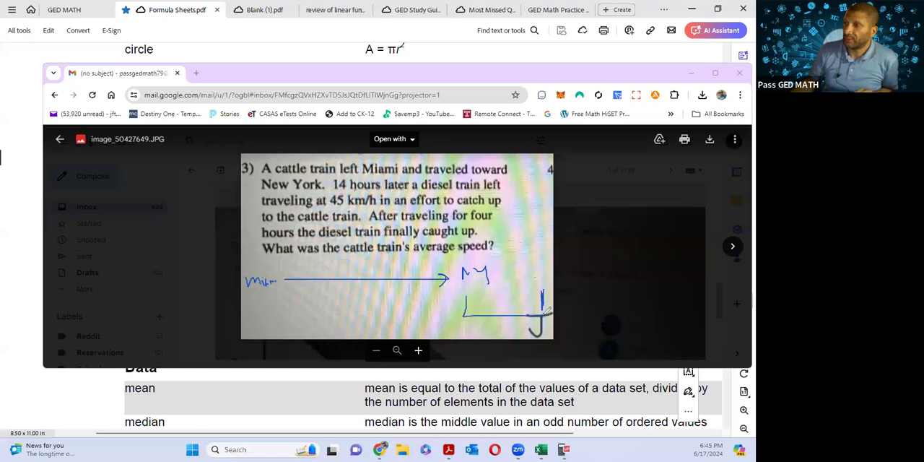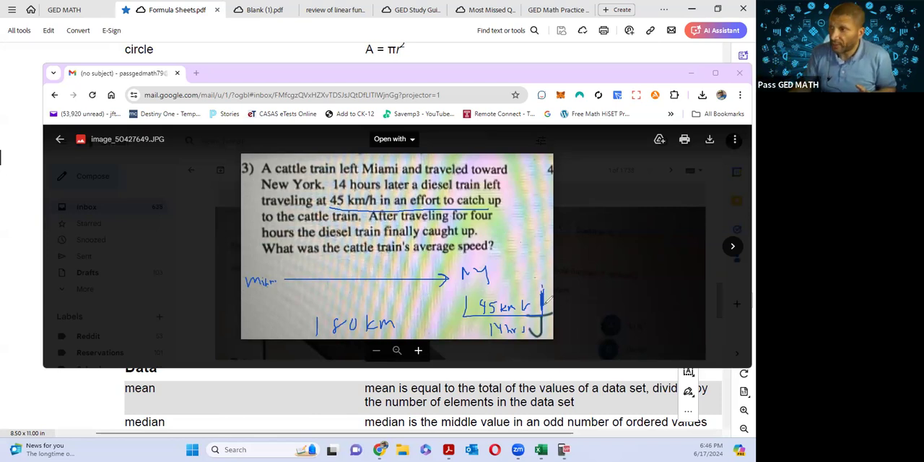So, say here, of course, it's not to scale. After 14 hours, it caught up, and this was traveling 45 kilometers per hour. After traveling for 4 hours, the diesel train finally caught up. So if it's going 45 kilometers per hour and it traveled for 4 hours, that means it went 180 kilometers. Understand that? So that means 180 kilometers. That's the total distance where it caught up.